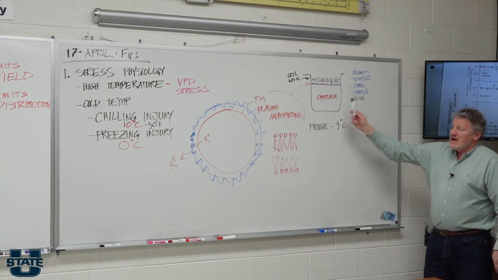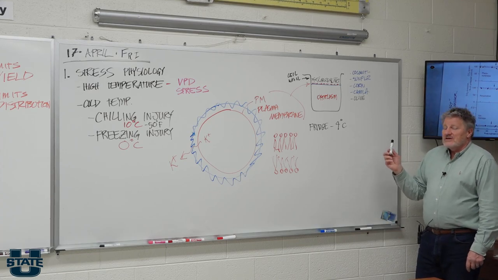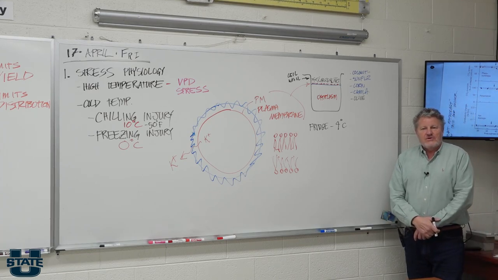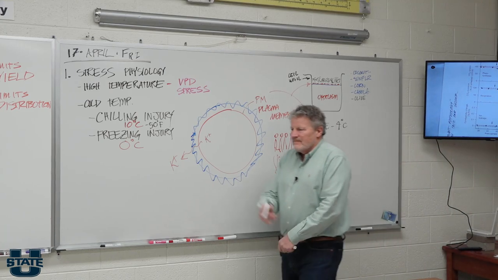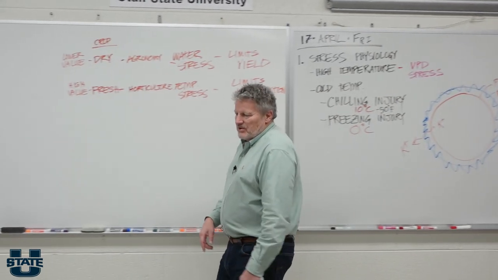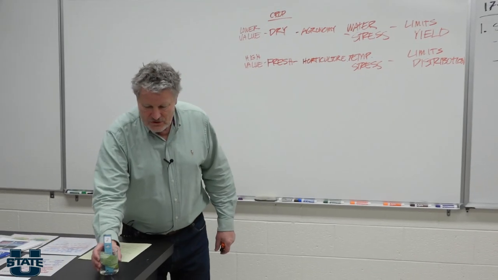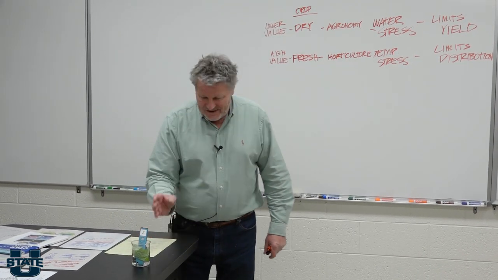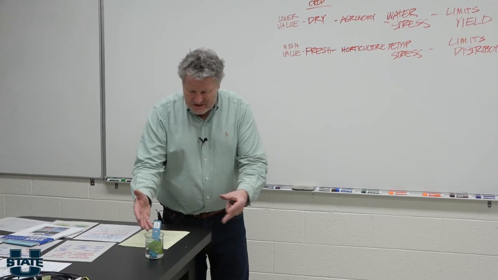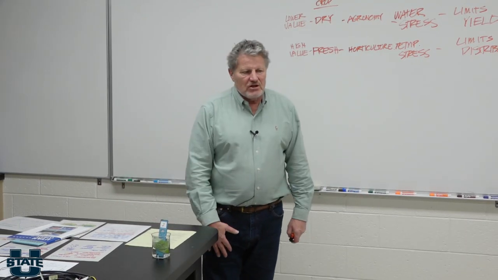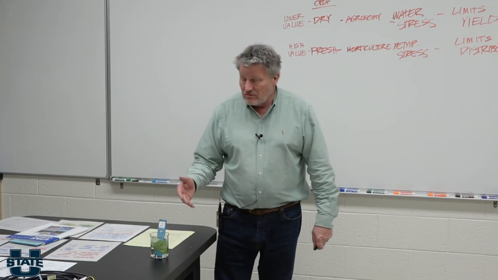And this is an example of what happens. Guess how we test for this? If we've seen a plant having chilling injury, the next day, we go get a plant, we get a beaker of deionized water, and we do this test. And if it leaks and the electrical conductivity goes up, that plant's had chilling injury. This is an easy test to do.